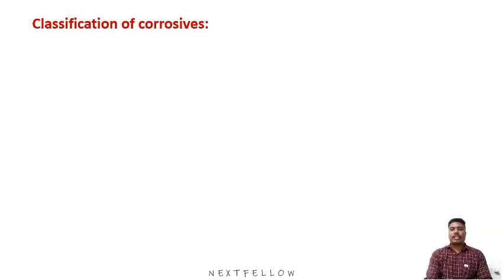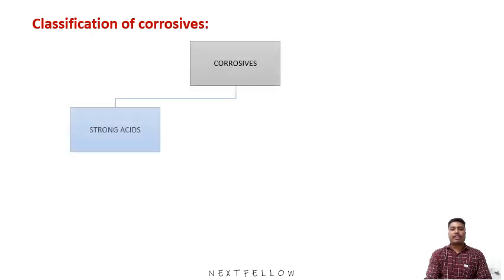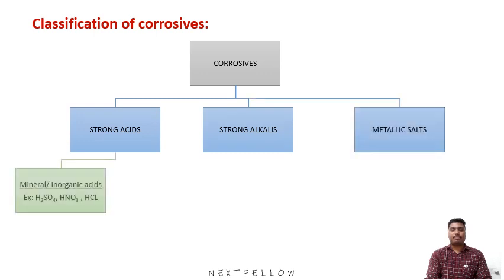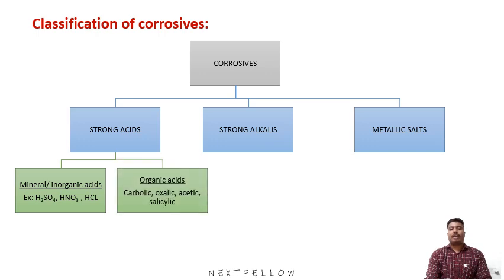Now, what is the classification of corrosives? We have learned it earlier, but now we will learn it again. The corrosives are classified into strong acids, strong alkalis and metallic salts. The strong acids are further divided into mineral or inorganic acids, examples are sulfuric acid, nitric acid and hydrochloric acid. So today we will discuss the inorganic acids. The other type is organic acids, that is carbolic, oxalic, acetic acid, etc.